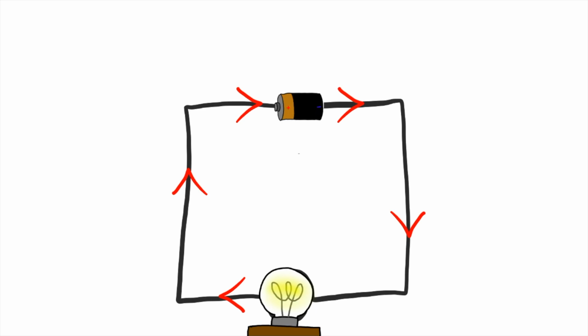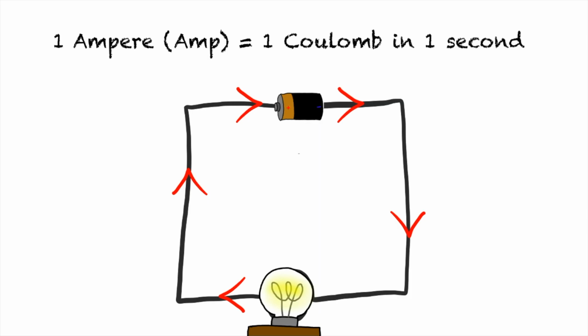We measure electric current in amperes or amps, and 1 amp is equal to 1 coulomb of charge moving past a point in our circuit in 1 second. So just imagine our bucket of 6 million electrons passing by in 1 second. That would be 1 amp.